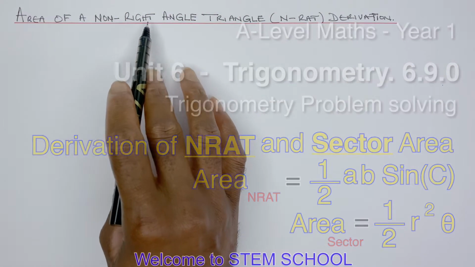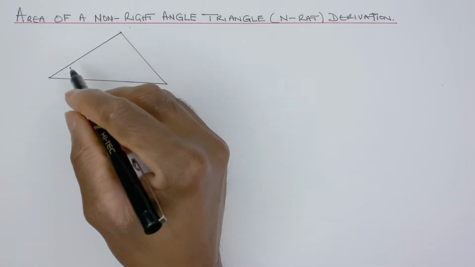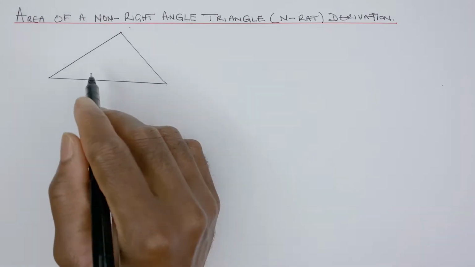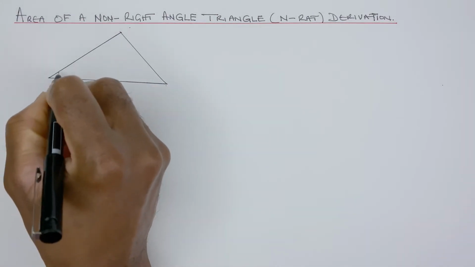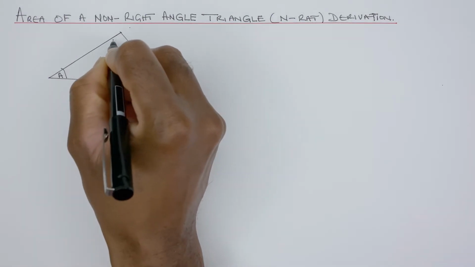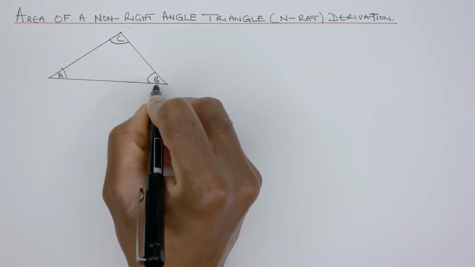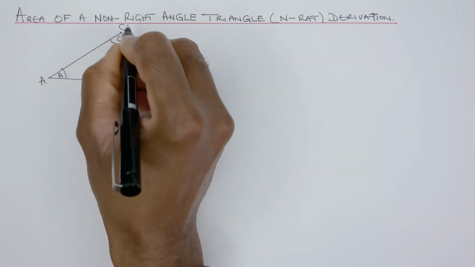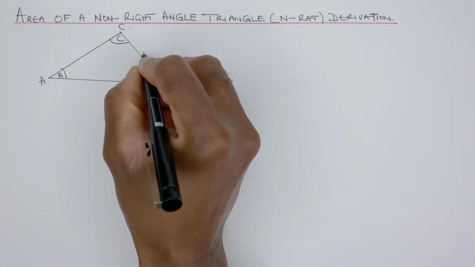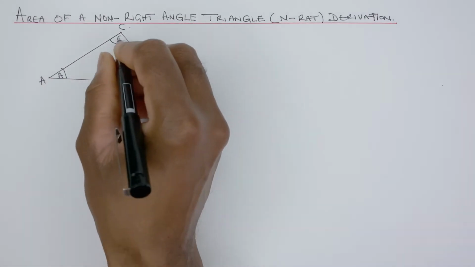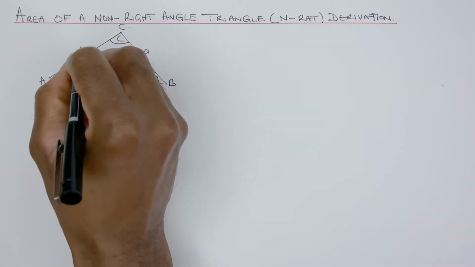Area of a non-right angle triangle, NRAT derivation. I've got a non-right angle triangle here. What that means is none of the angles is equal to 90 degrees. So for this angle capital A, that's capital C, and that's capital B. The side opposite angle A is little a, opposite to C will be little c, and opposite to B will be little b.